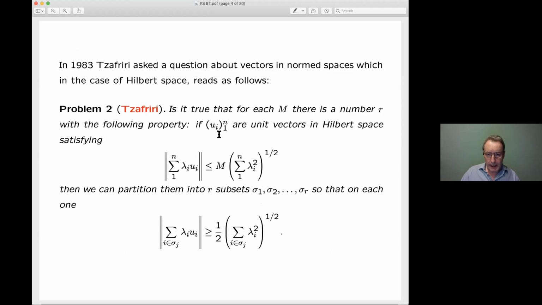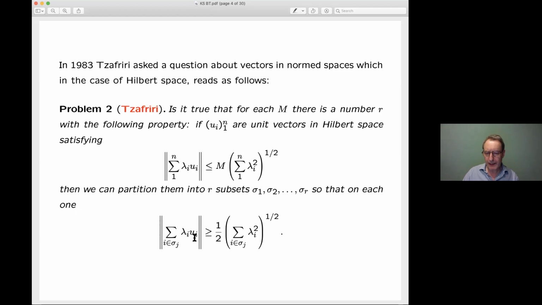And he said, at least in the L2 case, the case of Hilbert space, the question reads as follows. He asked a more general question originally, but in the case of Hilbert space, it's the following. So again, somebody gives you a number m, you want to find a number r with the property that if you have unit vectors in Hilbert space, which satisfy an upper L2 estimate for the norm of linear combinations, then you can partition this family of vectors into subsets, so that in each subset, the set is nicely linearly independent.